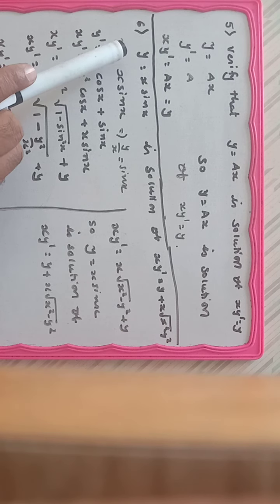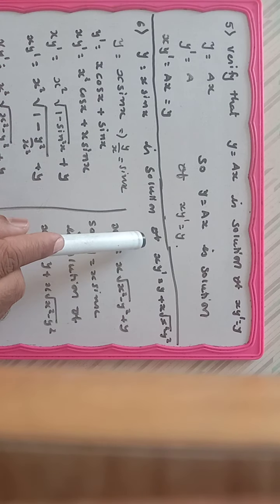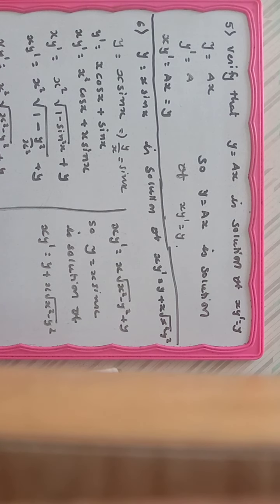Sixth question: y equals x sin x is a solution of xy dash equals y plus x under root x square minus y square. So y equals x sin x, we differentiate with respect to x, then y dash equals x times the derivative of sin x, which is cos x, plus sin x as it is times the derivative of x, which is 1. We multiply the whole equation by x, then xy dash equals x square cos x plus x sin x. Now x square cos x we can write as x square under root 1 minus sin square x, and x sin x we can write as y.